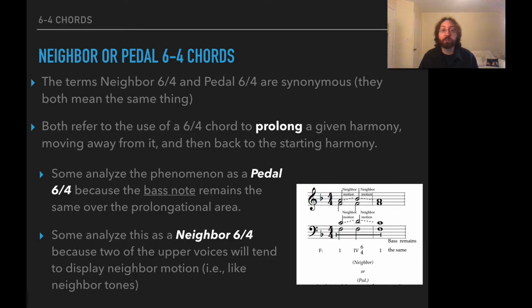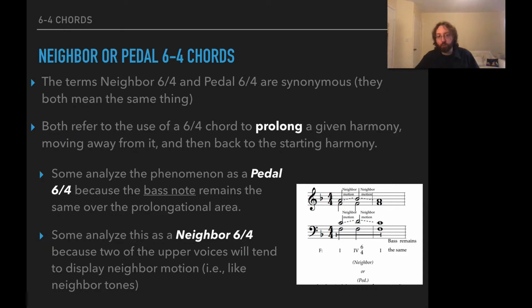So that's why some folks call it a pedal 6/4, because that bass note is acting like a pedal tone. But some folks call it a neighbor 6/4 because two of the upper voices tend to display neighbor motion. Let's look at that soprano voice. There we've got a little neighbor tone on top. Same deal with the tenor voice in this case. So calling it a neighbor 6/4 is perfectly fine.